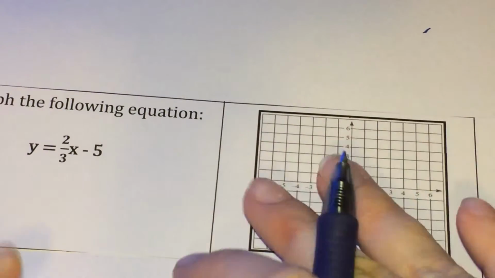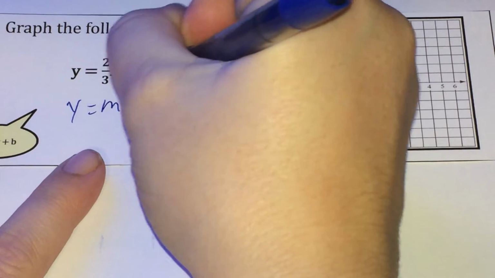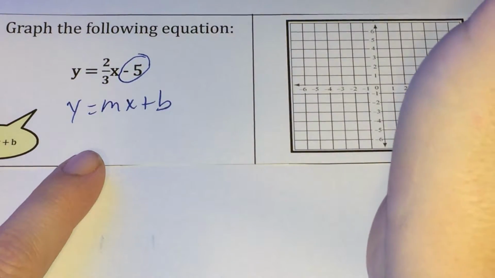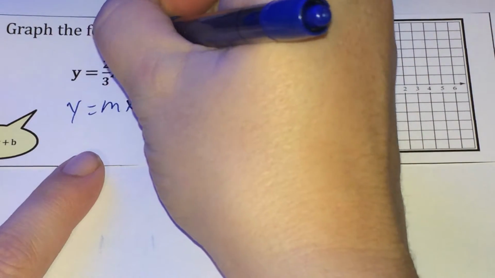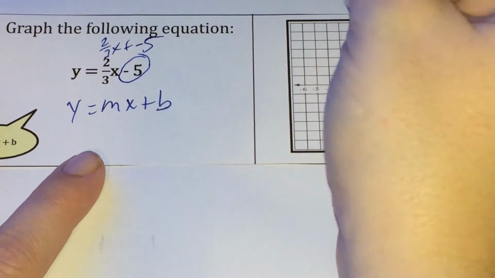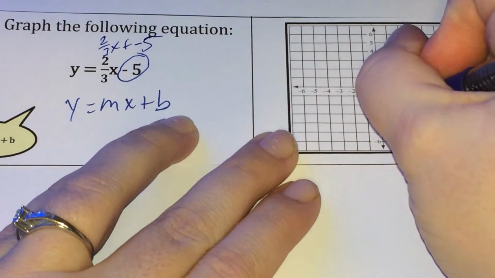All right, number 5, graph the following. Y equals 2/3 x minus 5. Remember, we're going to use y equals mx plus b. Notice we have a negative 5 there. We could rewrite this using keep, change, change as 2/3 x plus negative 5. So our b is negative 5. So we're going to be crossing the y-intercept at negative 5.